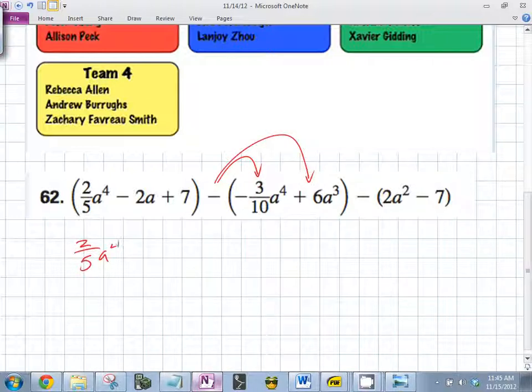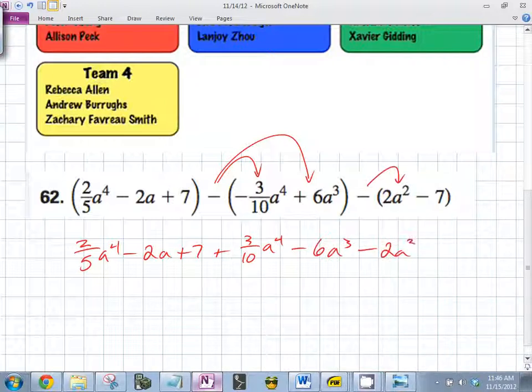A to the fourth minus 2a plus 7 plus 3/10 a to the fourth minus 6a cubed minus 2a. We're distributing that again. Plus 7. 2a to the second. Thank you. That's a typo. Thank you very much. Okay. So it's 2a to the second. So this is how I would do it.